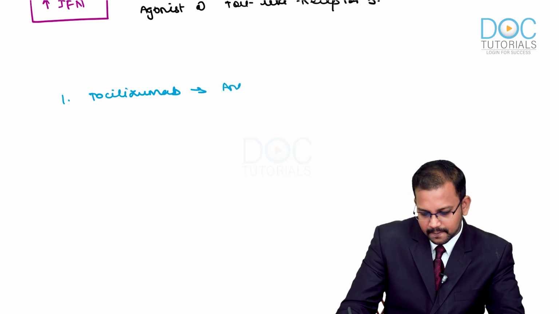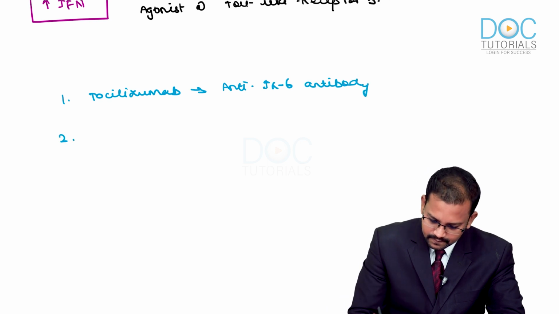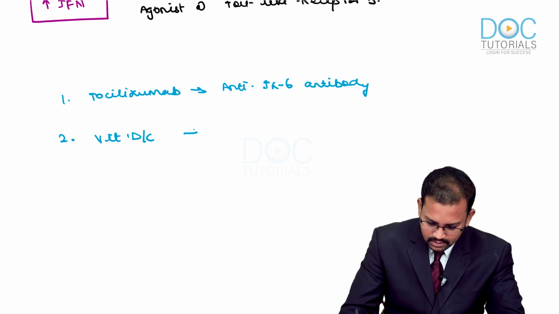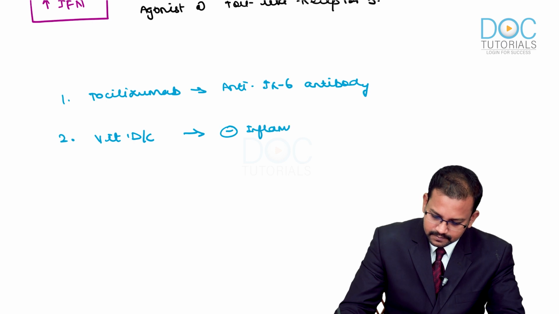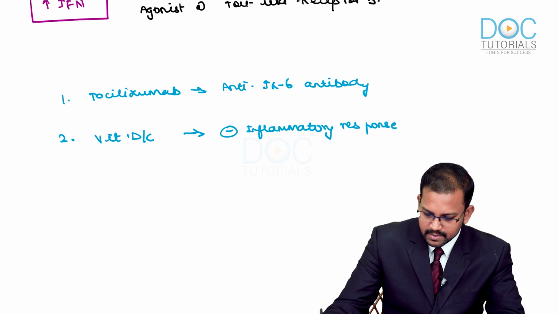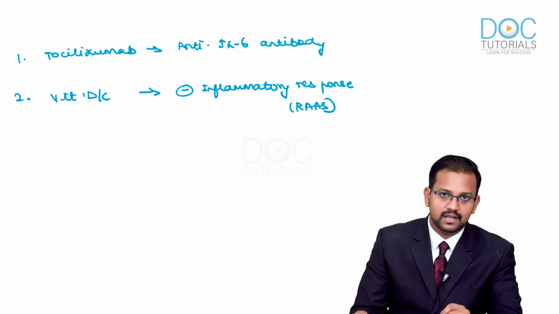Tocilizumab is an anti-interleukin 6 antibody. We have vitamin C and vitamin D. This tends to block inflammatory response, especially because of a RAS system. Inflammatory response, if it is because of RAS, that is going to be inhibited.